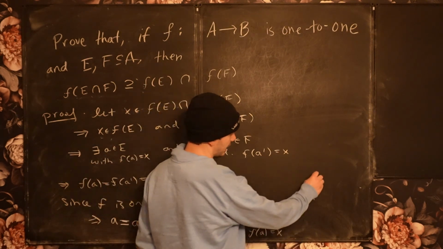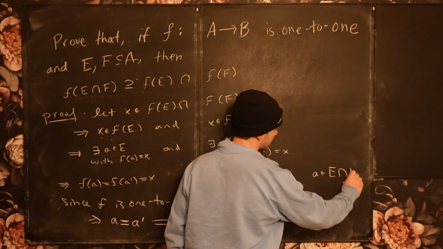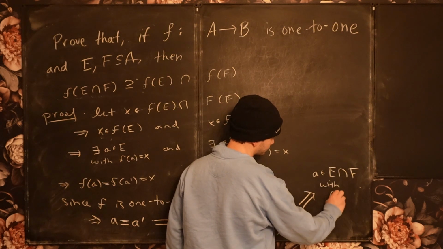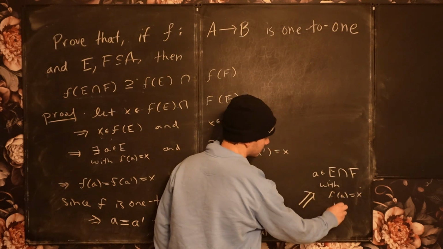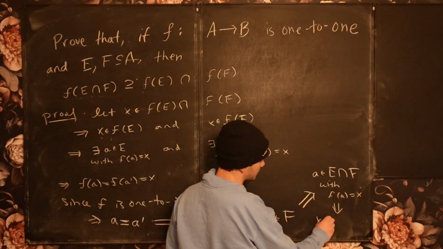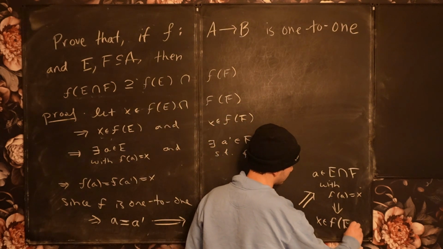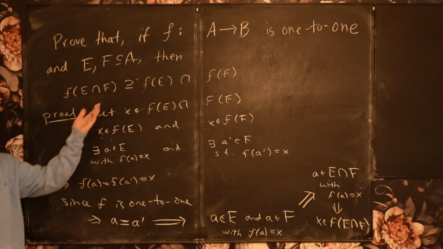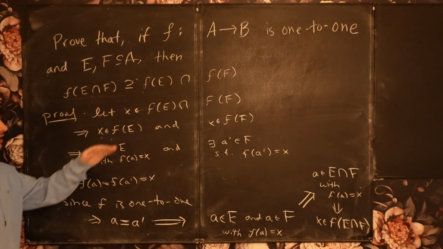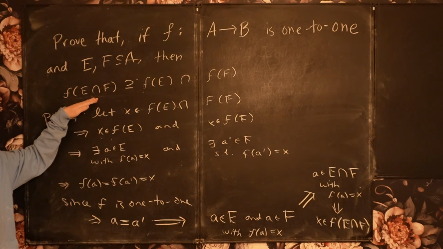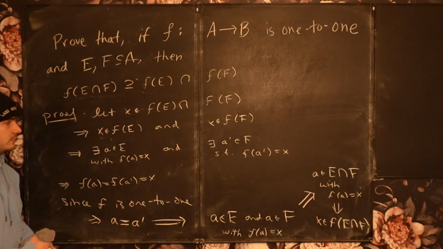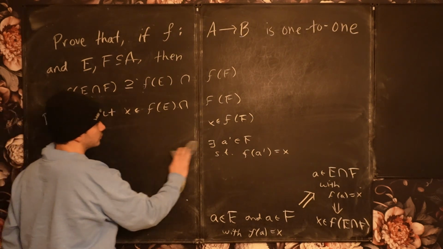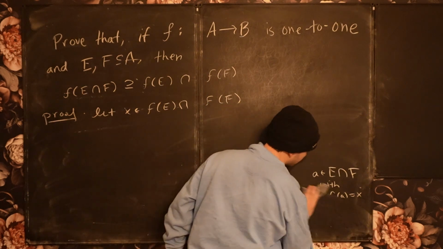This tells me that a is in E intersect F, because it's in both of the sets, with f of a equal to x. Therefore, by definition, x belongs to the image of E intersect F, which is precisely the direction of the set theoretic inequality that we needed to show. So I've taken an arbitrary element of this set and shown that it belongs to this set. Therefore, this set must contain the set on the right. So that works. Now let's move on to the next part, proof.